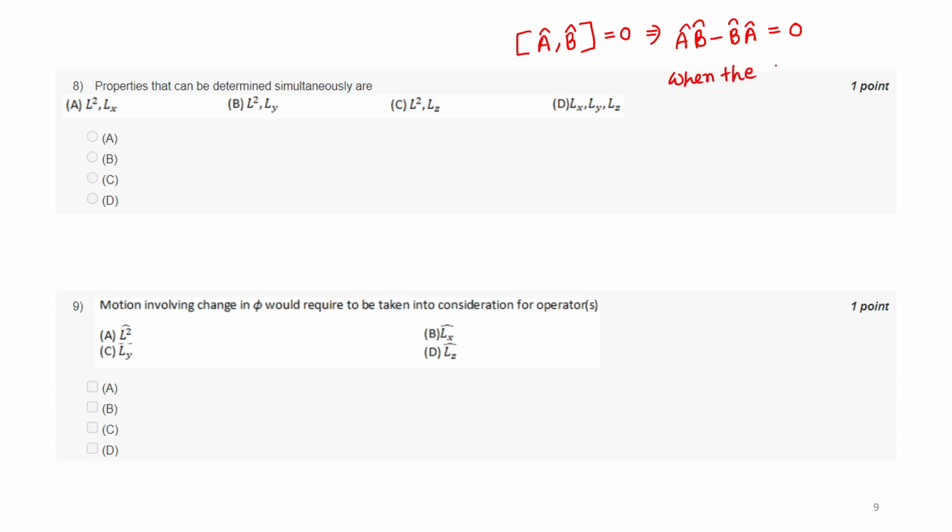then when the operators commute, they have a common set of wave functions or eigenfunctions. I should write eigenfunctions.